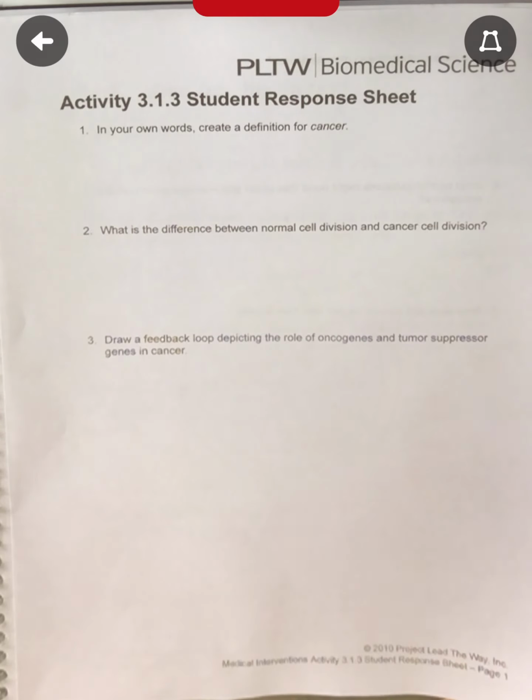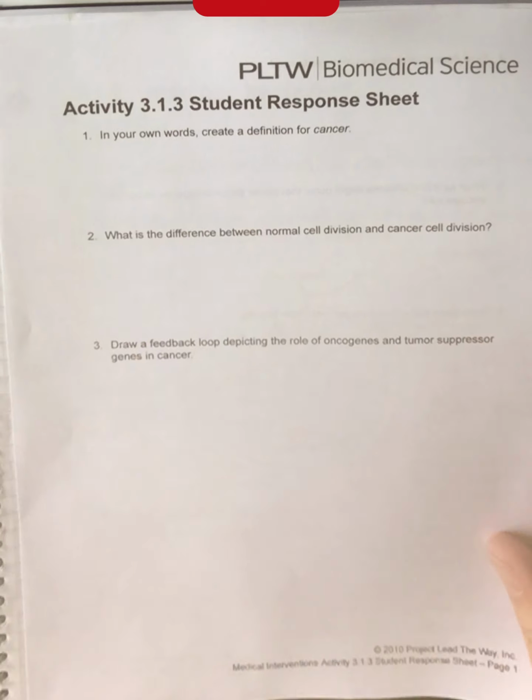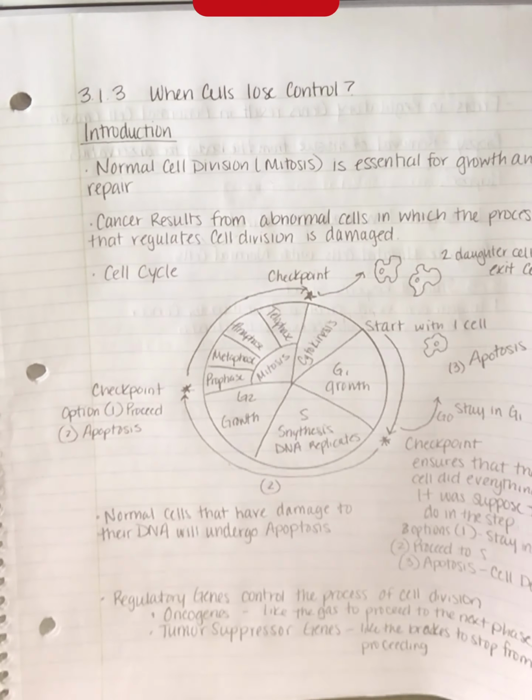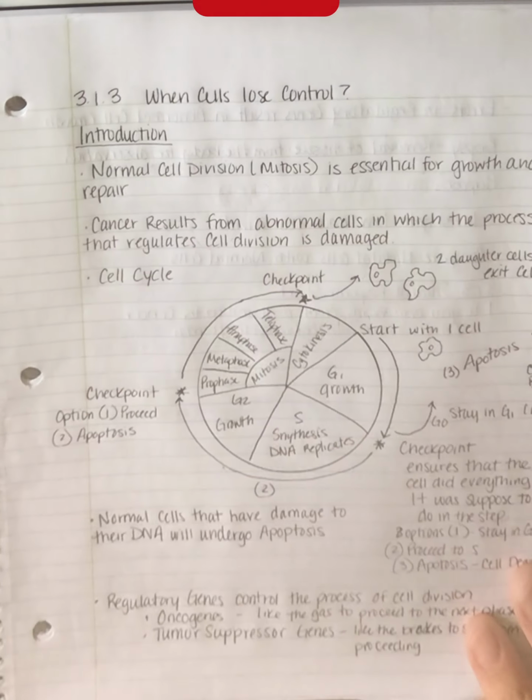Hi everybody! I hope that you guys are all doing well, and I hope that this video helps you answer number 3 on your student response sheet for 3.1.3, When Cells Lose Control. Number 3 asks us to draw a feedback loop depicting the role of oncogenes and tumor suppressor genes in cancer. Before we start to answer this question, what I would like to do is go back to your introduction where you had to draw out the cell cycle.